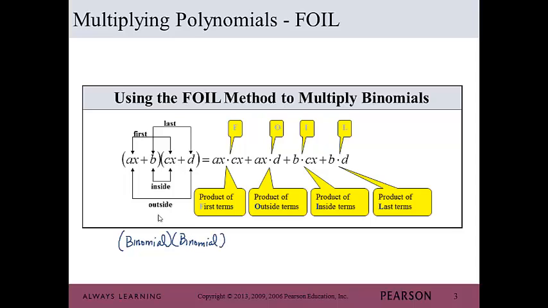And F again stands for the first, so you're going to multiply the first terms together. So that means I have AX times CX. And then O stands for outer or outside, so you're going to multiply the outside terms together. So that's AX times D. And then I is inner or inside, so multiply the inside terms together. So now we move on to B, and it's BX times CX. And then L is last, so multiply the last terms together, and it's B times D.